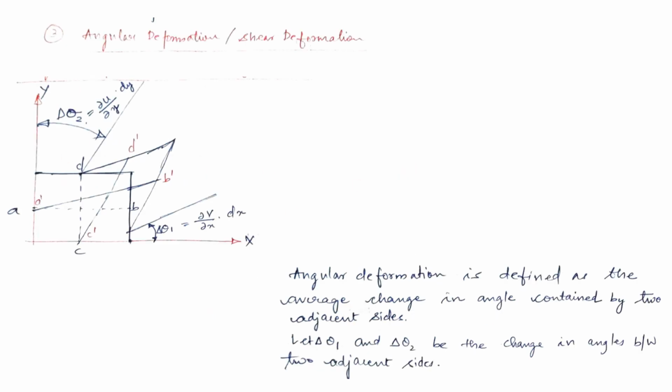Next we have the angular deformation. So welcoming back. Angular deformation. So angular deformation or shear deformation is defined as an average change in the angle contained by the two adjacent sides. So delta theta 1 and delta theta 2 be the change in the angles between two adjacent sides. Okay, so how will you mention that?